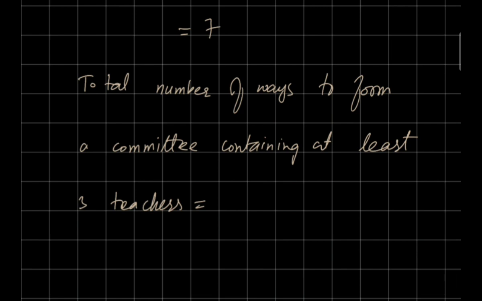So the total number of ways to form a committee containing at least 3 teachers, meaning 3 teachers as well as 4 teachers: for the 3 teachers, we have got 84, and for 4 teachers we have got 7 ways. So by the sum rule of counting we have added them, so our answer is 91.